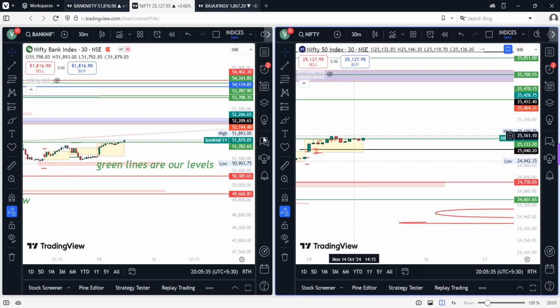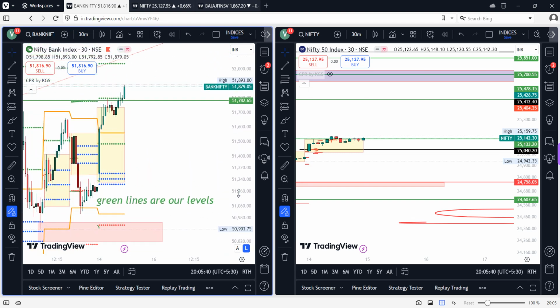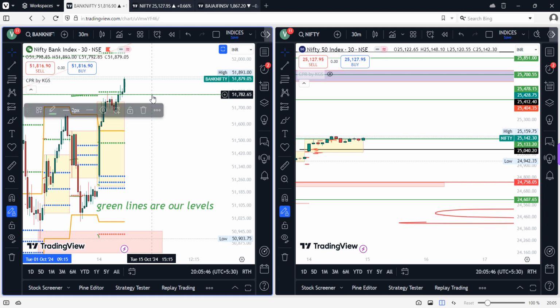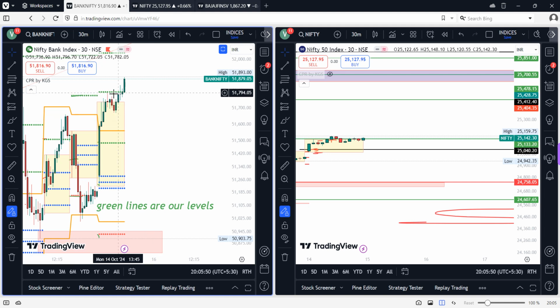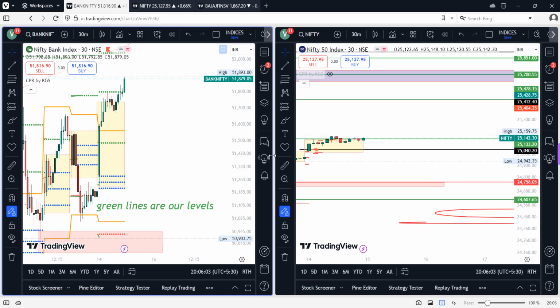Okay, 30-minute time frames. Now we have to mark the swing highs and swing lows here. This is the green line I marked yesterday, and I want to delete it because the price has crossed above this line. You can see the price has crossed this line, so it lost its importance.